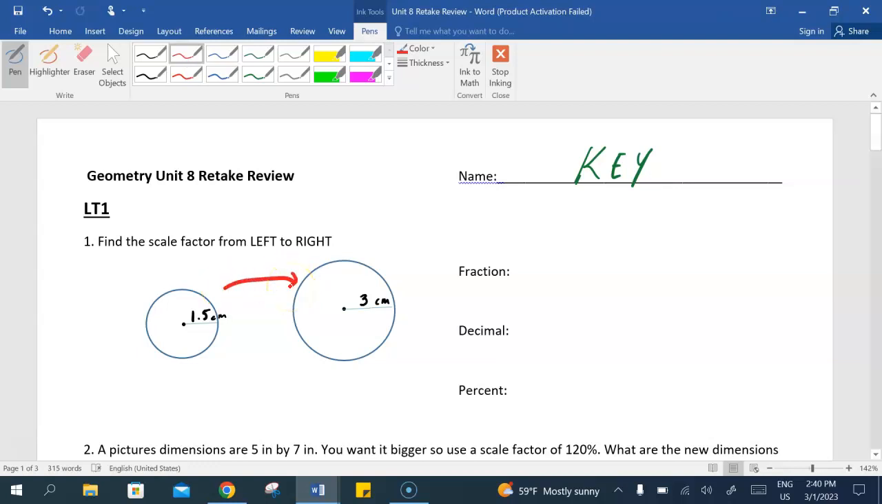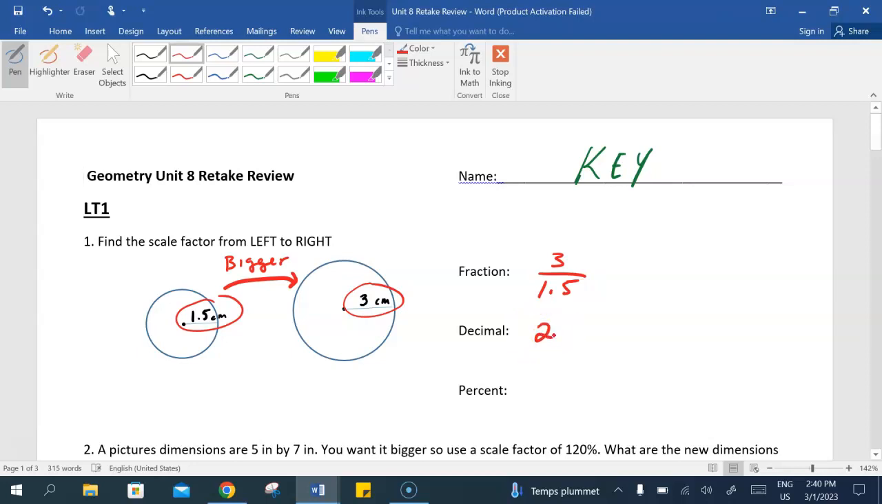Okay, so from left to right, I see that my image is getting bigger. So that means that when I write my fraction, I'm going to use whatever is corresponding, so the 3 and the 1.5, but my bigger number has to be on the top. So that would be 3 over 1.5. That's it. If you can simplify the fraction, simplify the fraction. This one, you don't have to simplify it because that's going to give you a decimal when you divide it in your actual calculator. If you plug in 3 divided by 1.5, you're going to end up getting a whole number, which is 2.